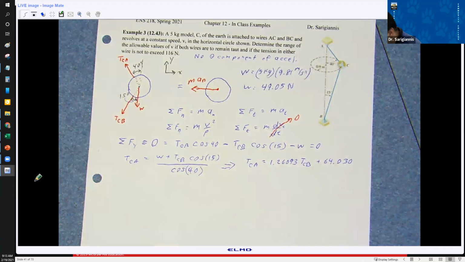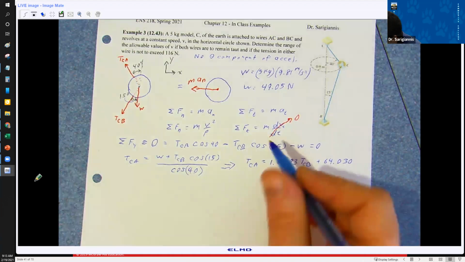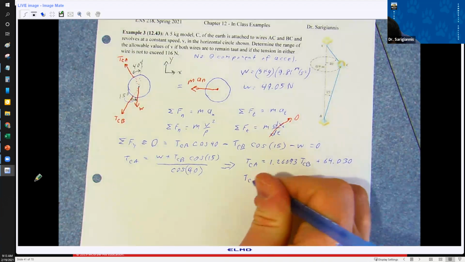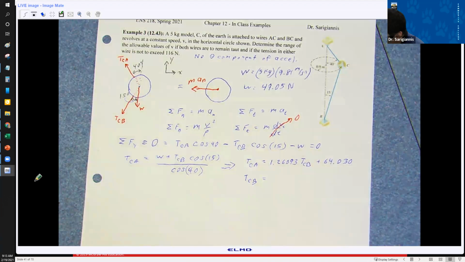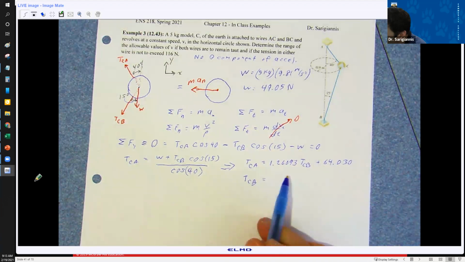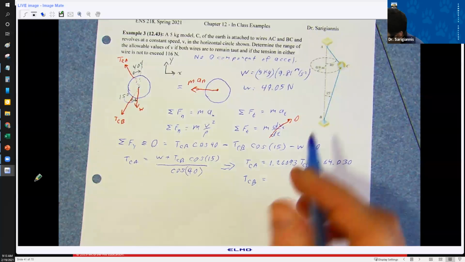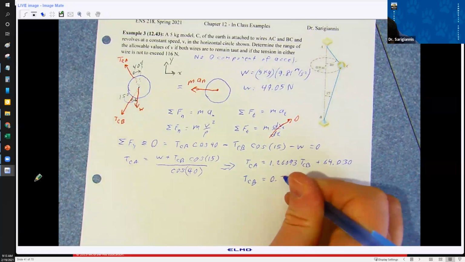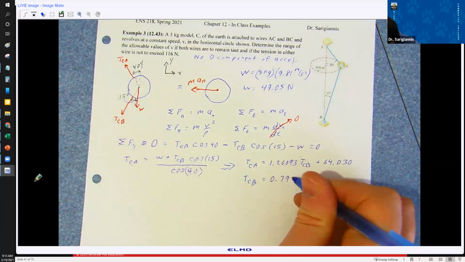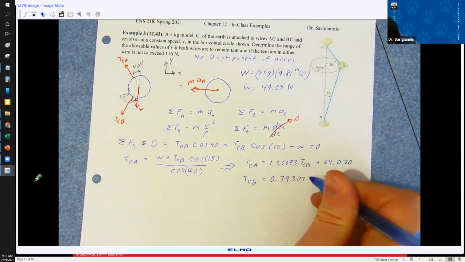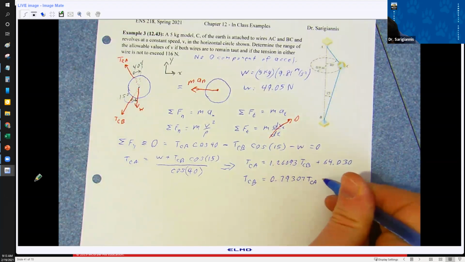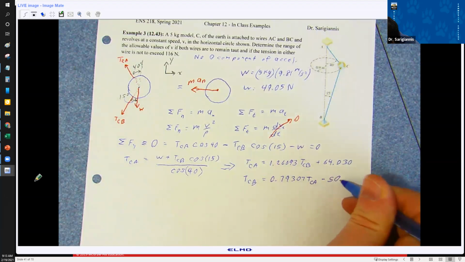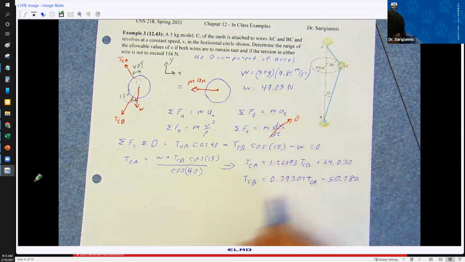All right. Now, you could also rewrite this as TCB, right, in terms of TCA. So we can write it in either format, 0.79307 TCA minus 50.780. And why are we doing this?